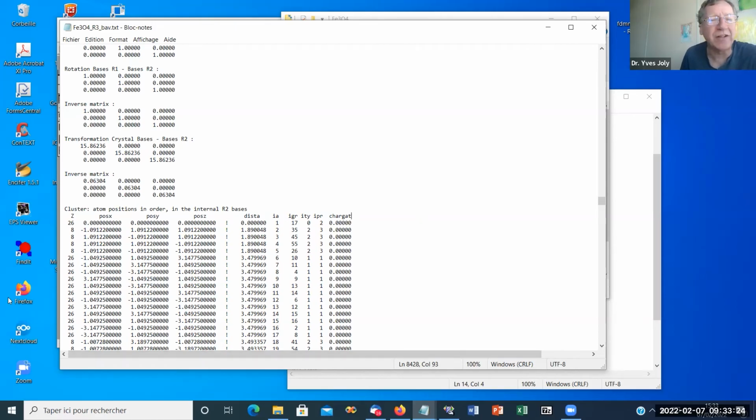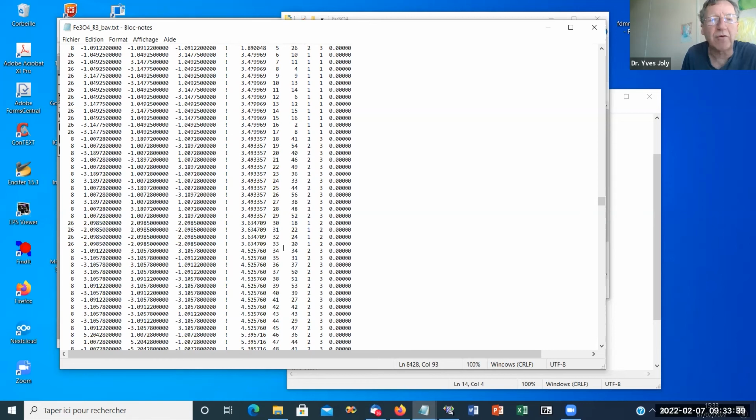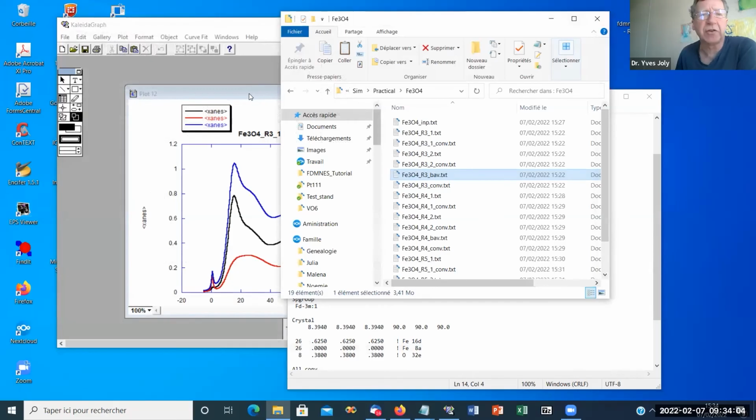You can see with the radius 3, for this one, we had only 1 shell. So it was not a lot. And with the radius 4, we have 33 atoms. And with the radius 5, we have 45 atoms. I don't know how many shells. And after, you have the angles again between the bonds, and you can see it looks like tetrahedral angles. Okay, so all the calculations are done.